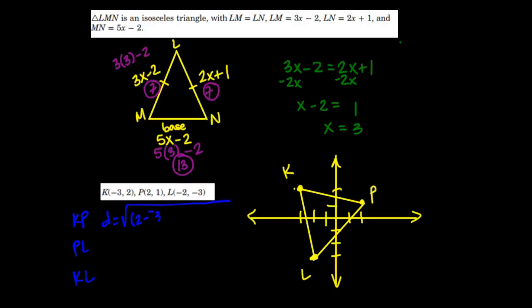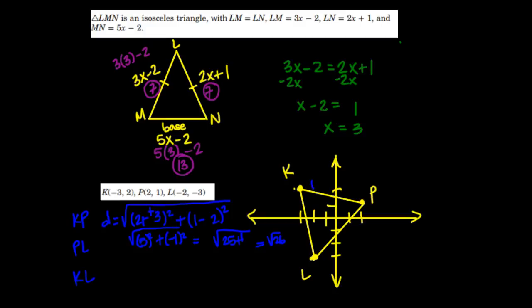2 minus negative 3, and then I'm going to square it. And I'll change these to addition signs, so that's going to make a 5 in just a second, isn't it? Plus, and then let's go y2 minus y1. So 1 minus 2, and then square that. So I end up with the square root of 5 squared plus negative 1 squared. Well, 5 squared is 25. 1 squared is 1. So 25 plus 1 is 26. So I have the square root of 26 for KP.